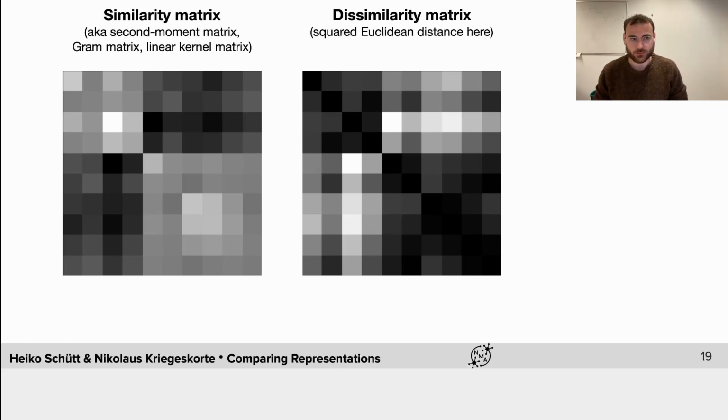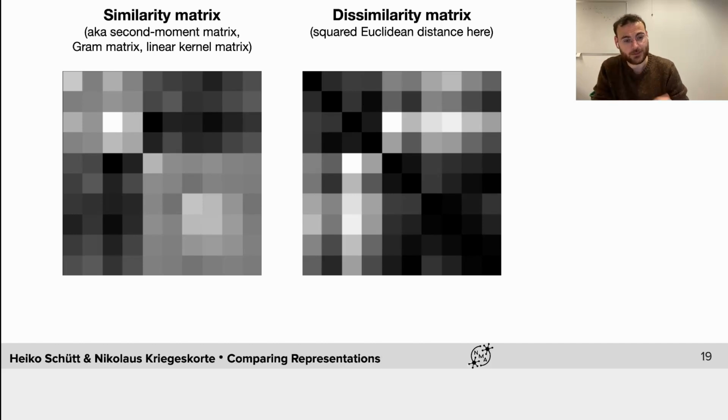The first step towards doing this is showing you that it doesn't really matter whether we're talking about the similarity matrix, which is also known as the second moment matrix, Gram matrix, or linear kernel matrix, or about the dissimilarity matrix or distance matrix. And the first step for doing this is a pair for the same data, similarity matrix and dissimilarity matrix, and you should immediately see that they are closely related to each other.